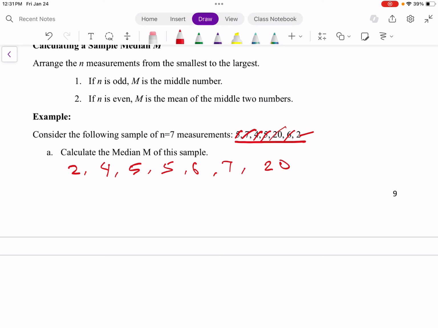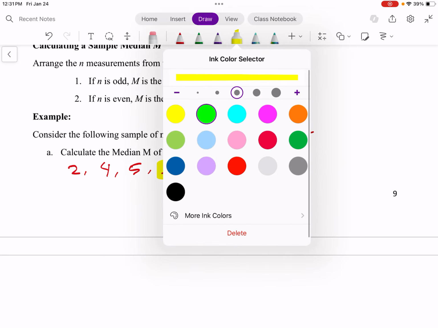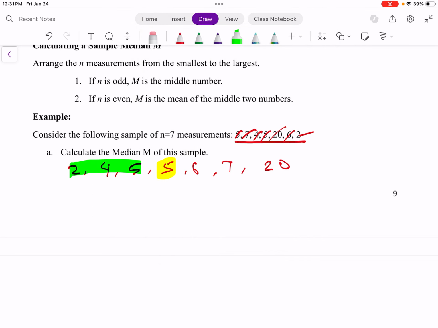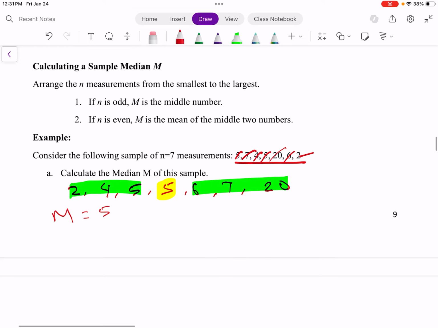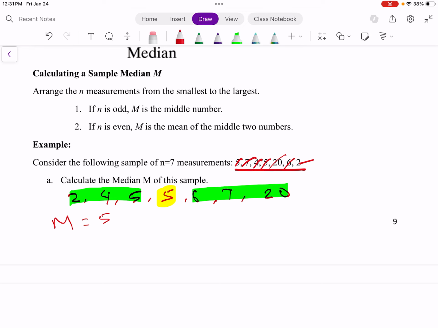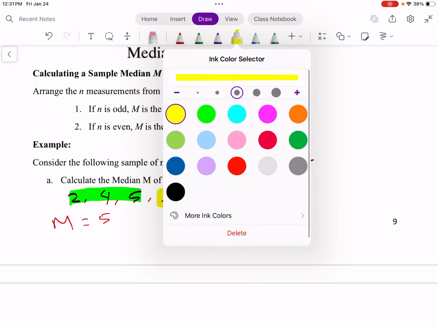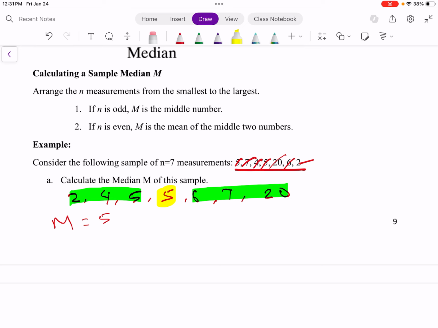Okay, so you arrange your data set in ascending or descending order, and we look for the middle number. We have 7 measurements, so which one is the middle? 5. How many measurements do we have on the left of 5? We have 3, and we have 3 on the right of 5. So 5 is at the center, and this 5 is the median. If we have an odd number of measurements, then the middle number is the median.